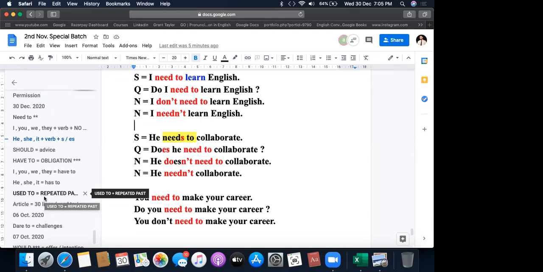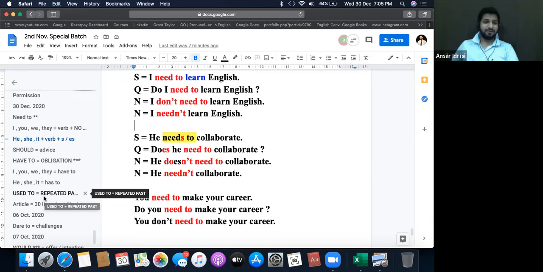Whatever you're feeling, whatever you're facing, whatever you're seeing right now, you can make sentences on them. For example, we need to take the vaccine. We need to take the medicine. We need to obey elders. We need to obey the laws. We need to wear a mask. We need to make sentences.